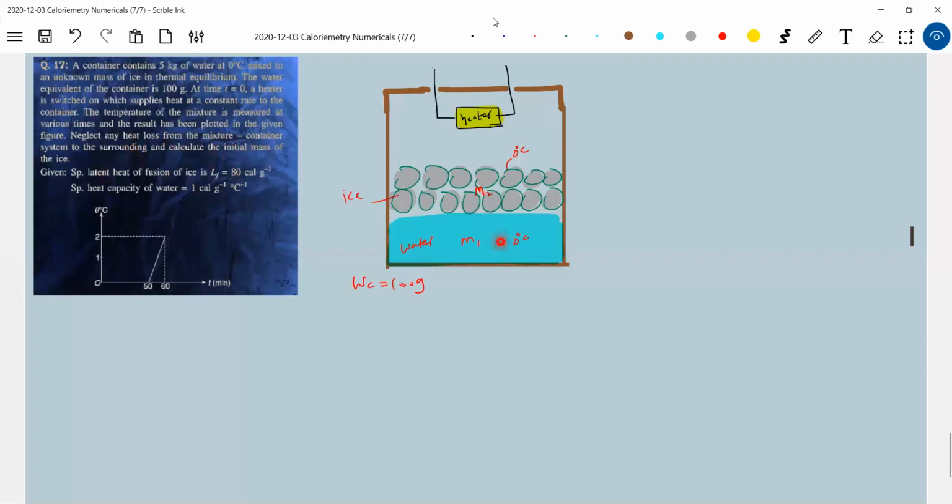Tell me, first what will happen as I switch on the heater? Temperature of water will increase, temperature of calorimeter will increase, temperature of ice will increase, or ice will melt. This is common sense. Sir, how do I come to know? This is nature's phenomena. You must know nature very well.